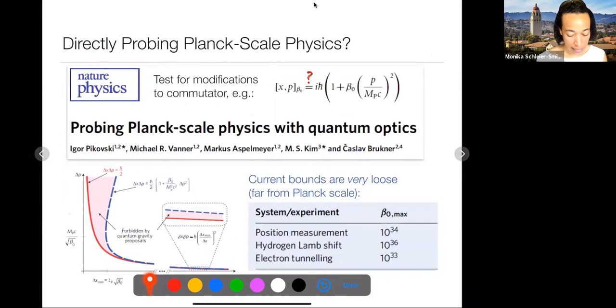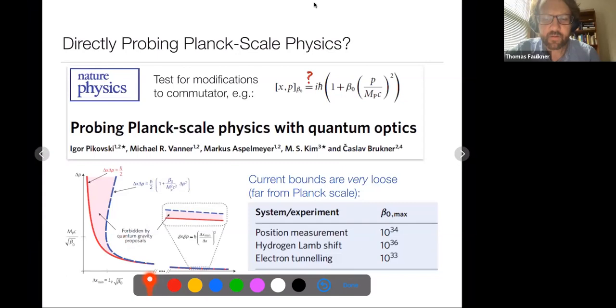They thought about how well this has been ruled out so far, and the answer is not very well. But it's not an experiment yet. I showed it just to motivate what's something you might do once you have these well-controlled massive systems in the quantum machine.